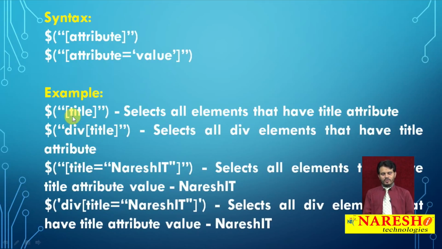Here, any element which has a title attribute. Here, a div element which has a title attribute. That is the difference. Now the third one: $([title='Naresh IT']) selects all elements that have a title attribute with the value exactly matching Naresh IT. It searches the attribute and also matches the value. If both are matched, then those elements will be selected.